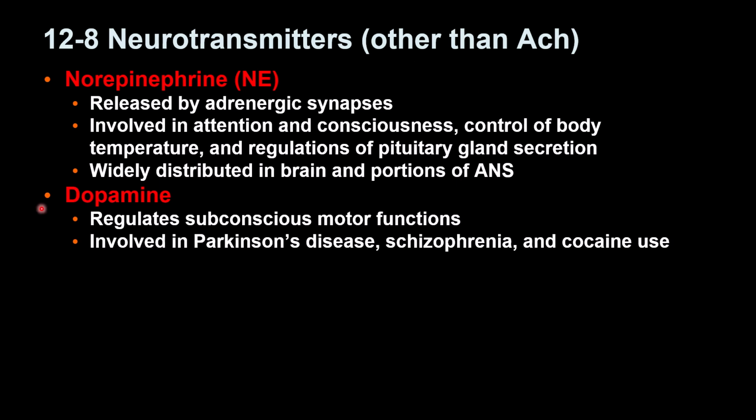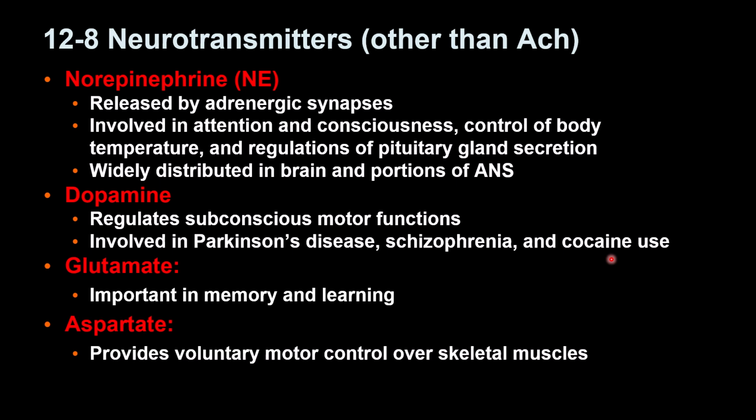Then there is dopamine. Dopamine is important for the subconscious regulation of motor activity, and is also part of the reward system. So in Parkinson's disease, the level of dopamine is decreased, but in schizophrenia and cocaine use, the dopamine level is increased.